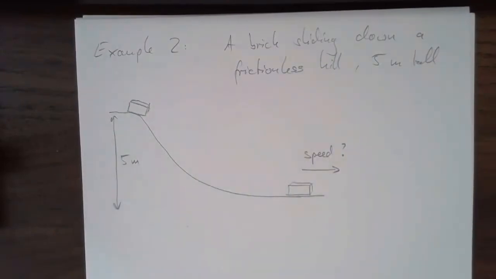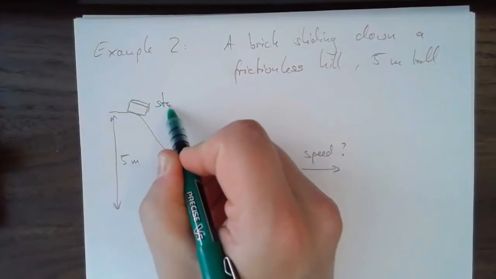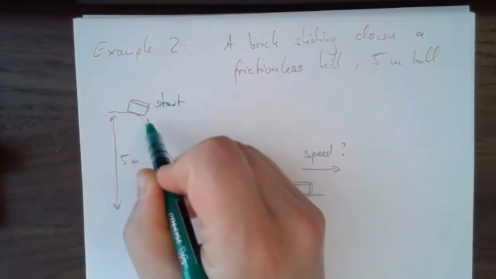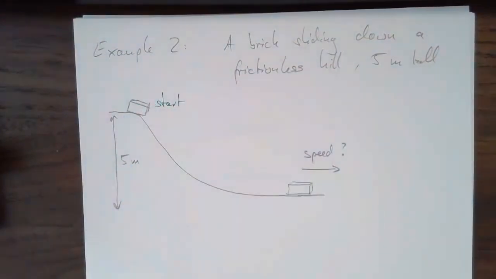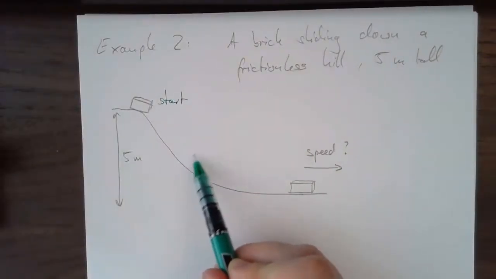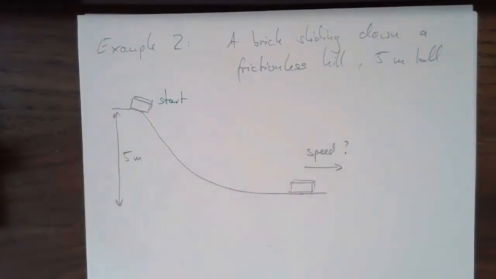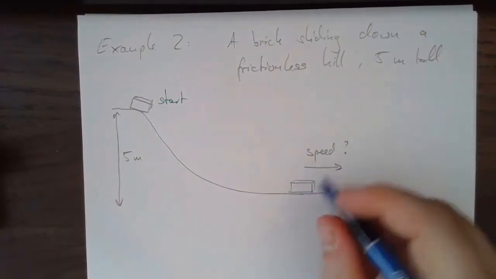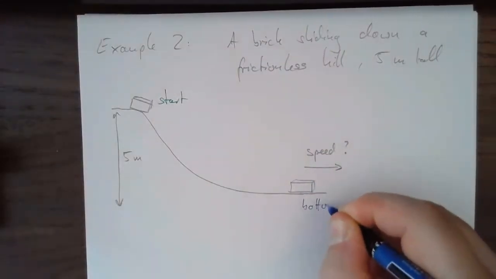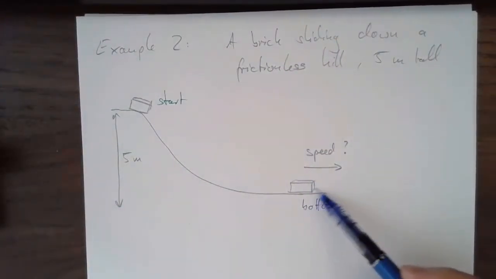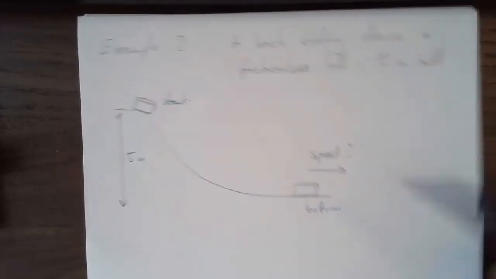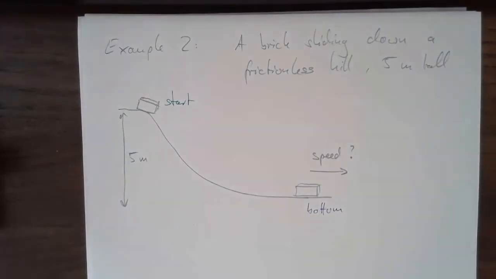So I'm going to identify the two relevant points that I can viably compare, namely the start up here, because I know how we start. We start at rest at a height of 5 meters. Any point in between I don't know enough about. And then the other point I'm going to choose to compare that with is when you reach the bottom. I'll just label this the bottom. Why do I pick this point? It's my second point because that's where I want to find the speed. That's what I'm being asked to find, as it were.